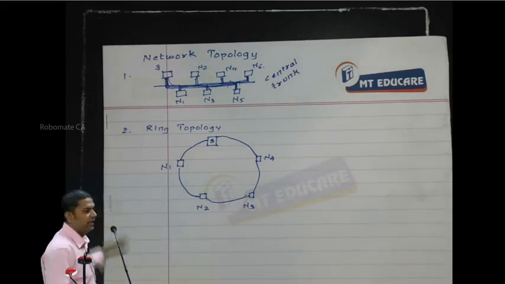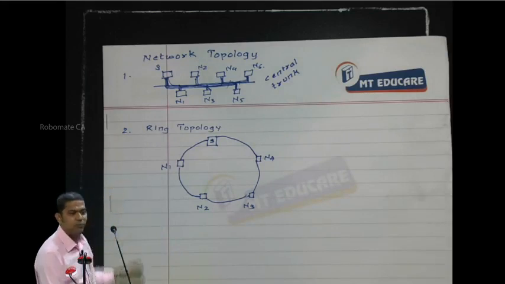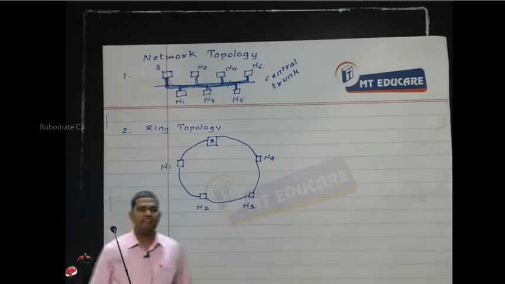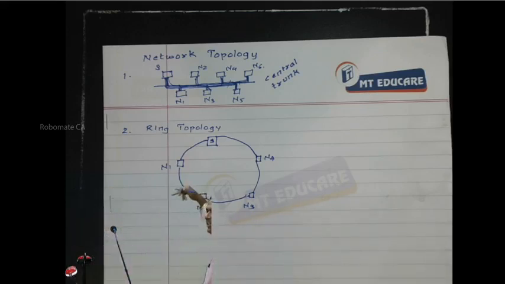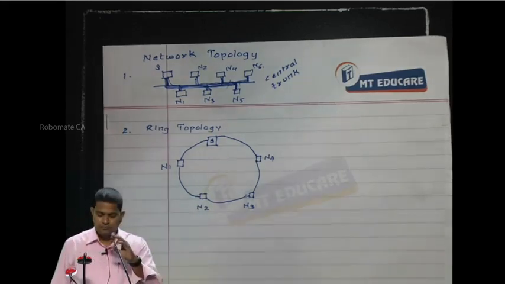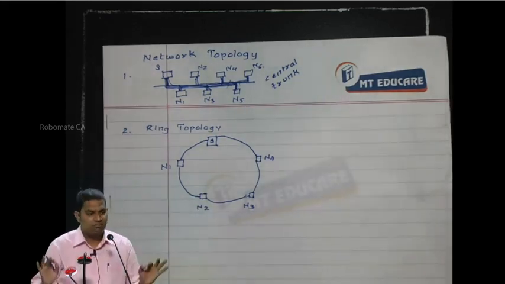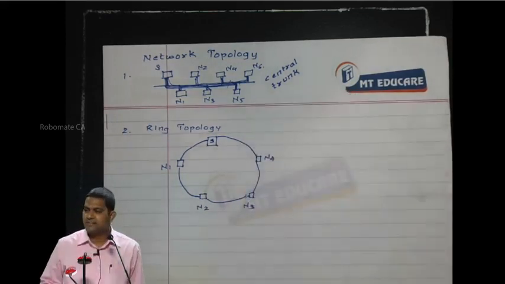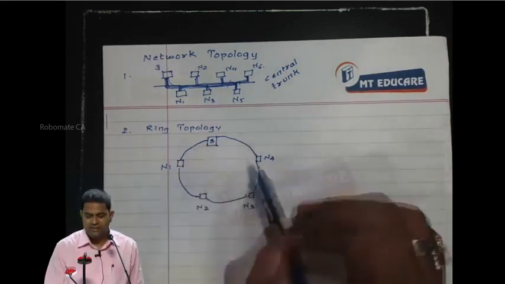N1 will be knowing here there is server, here there is N2. N2 will be knowing here there is N1, here there is N3. N3 will be knowing here there is N2, here there is N4. And N4 will be knowing here there is N3 and here there is server. So each and every node along with the server knows the address of its adjacent nodes. That's it. Server doesn't know where N3 is. It just knows where is N1, where is N4.